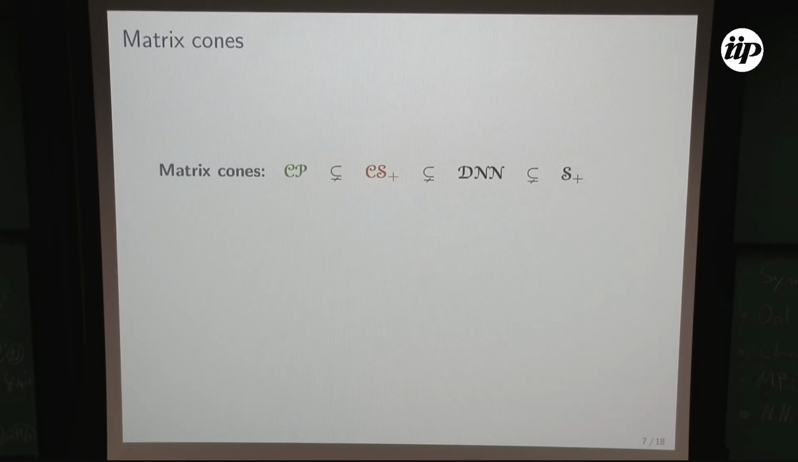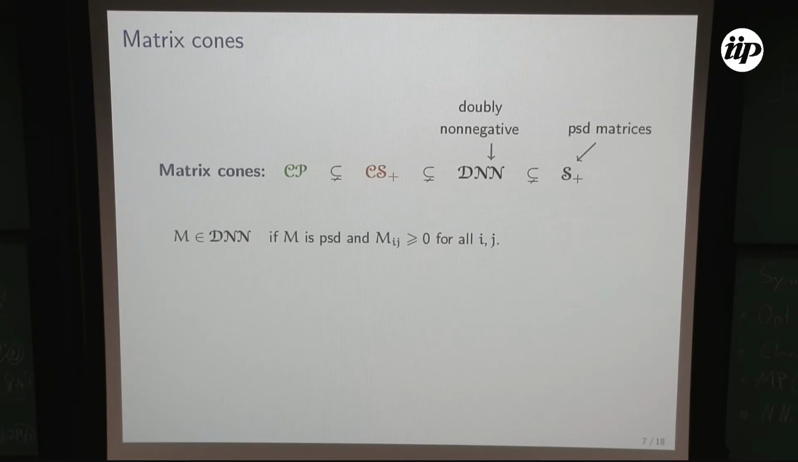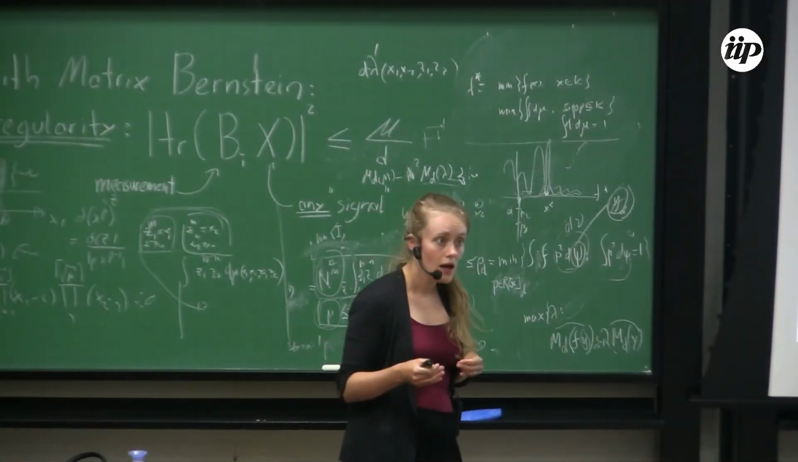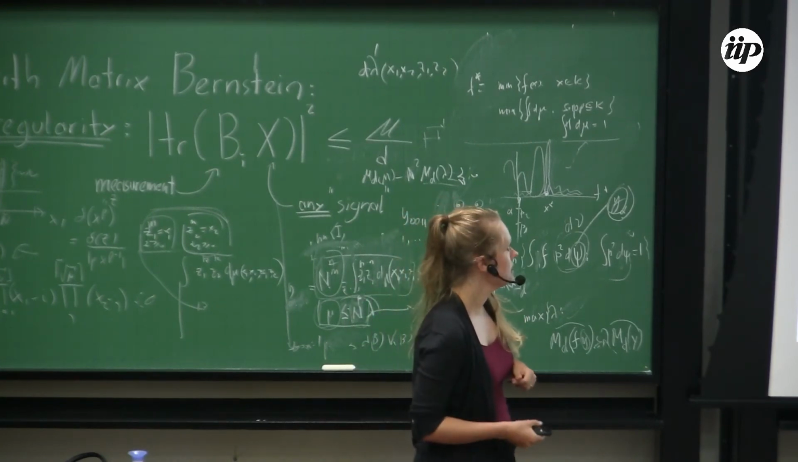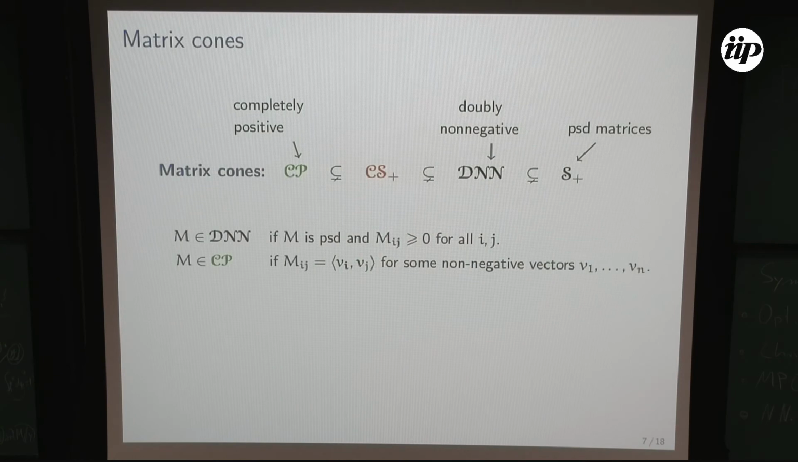And the cones I'm going to look at are the following ones. The first one is that of PSD matrices, positive semi-definite matrices, and I'm going to call it S+. Then the next one is the doubly non-negative cone. So a matrix is doubly non-negative if it is PSD, and it's also entry-wise non-negative. So that's easy.